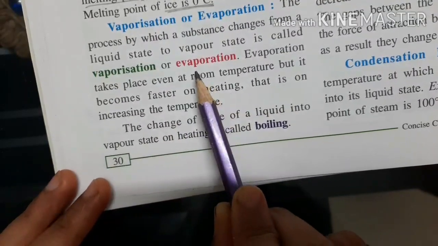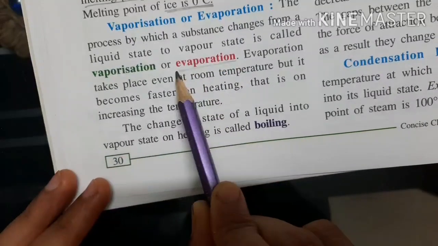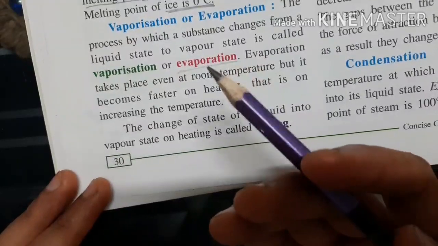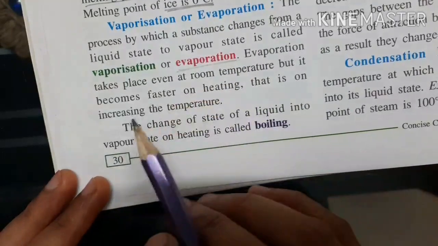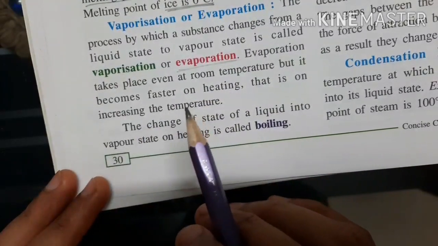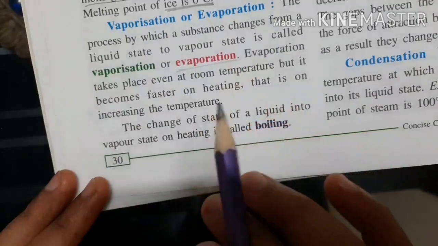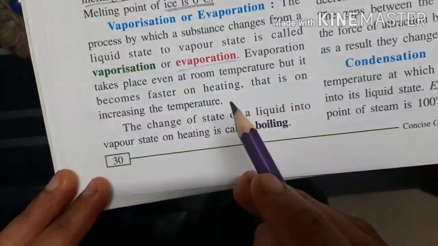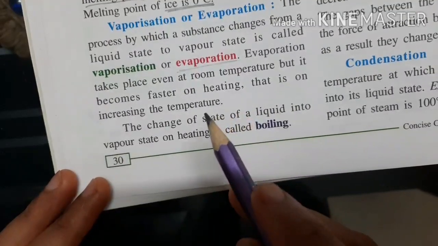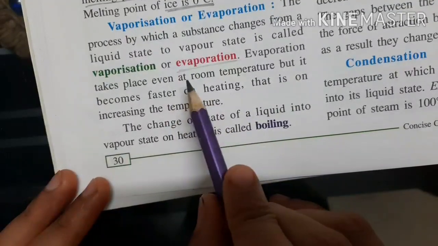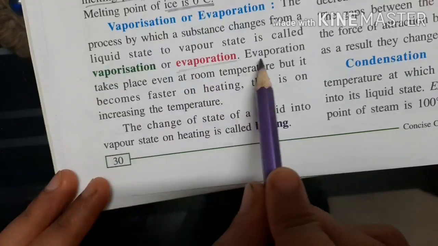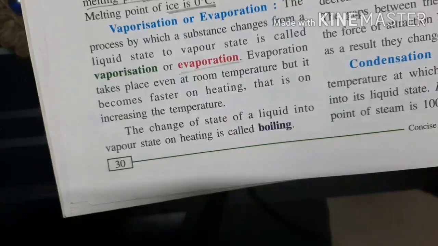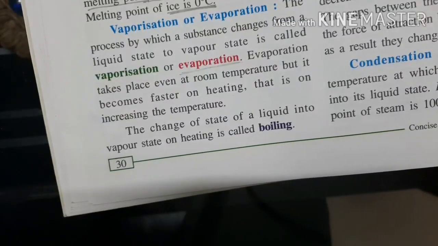So evaporation happens at room temperature, which means that if you keep water inside a saucer, after 1 or 2 days when you see that saucer, it looks empty, right? Why does it look empty? Because that water evaporated at room temperature. The water takes 2 days to evaporate. That is a very slow evaporation process.